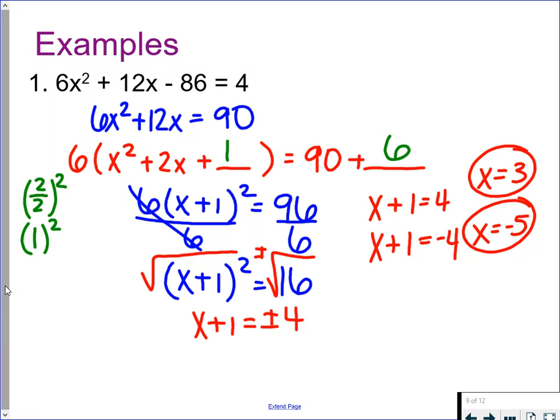Questions on this? If you're sick of doing these problems, that means you understand it. Or you're just tired. Either or.